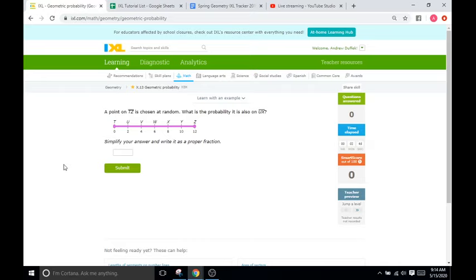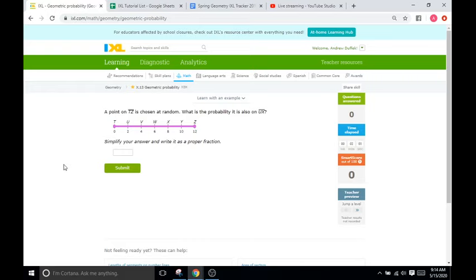This is Mr. Duffick, and today we are doing IXL X13, which has to do with geometric probability. So you're going to see a series of diagrams like this. Sometimes they're number lines, and they're just asking you to come up with probability pertaining to those diagrams.